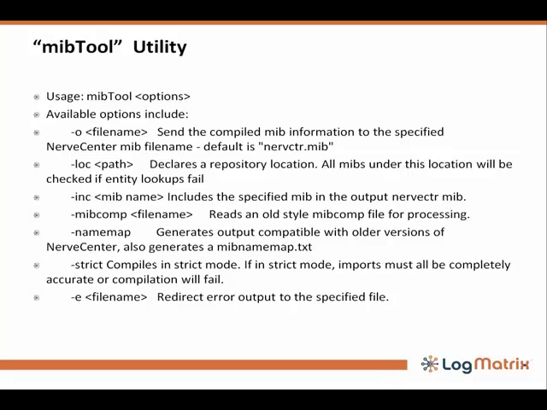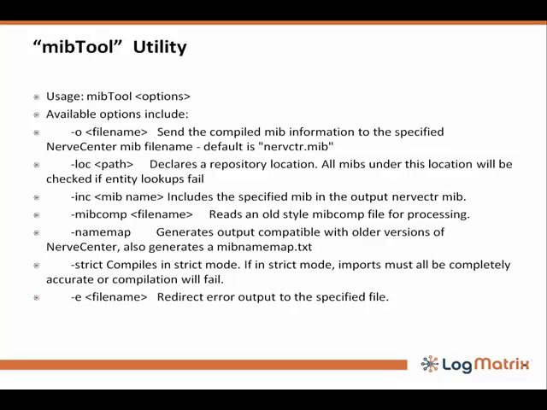Its available options are -O to create an output file name. The standard or the default is to use NerveCenter.mib. If you happen to be compiling on your production machine and you don't use a new name, you're going to overwrite the NerveCenter.mib file you have, and the next time you start your server, it will read in that NerveCenter.mib file and will hose you because you're not prepared for it.